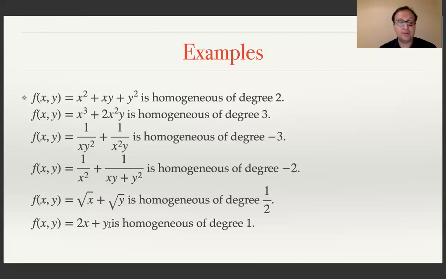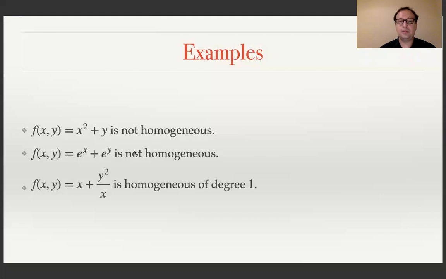And homogeneous functions can be very simple. In particular, linear functions like this, 2x plus y, that don't contain a free term, are homogeneous of degree 1. On the other hand, if we had 2x plus y plus 1, this would not be a homogeneous function because the plus 1 would have a different degree.